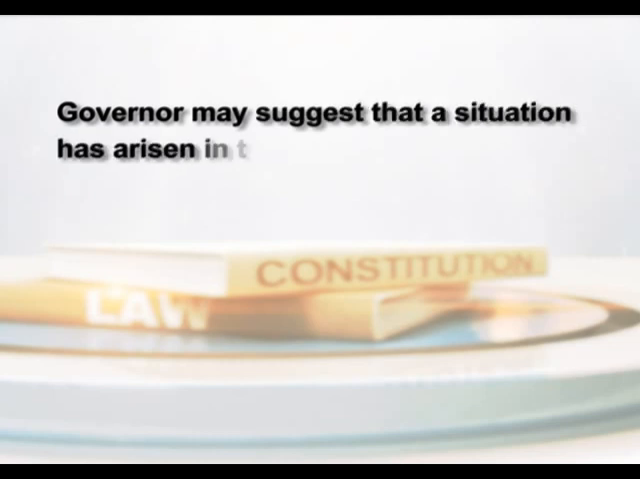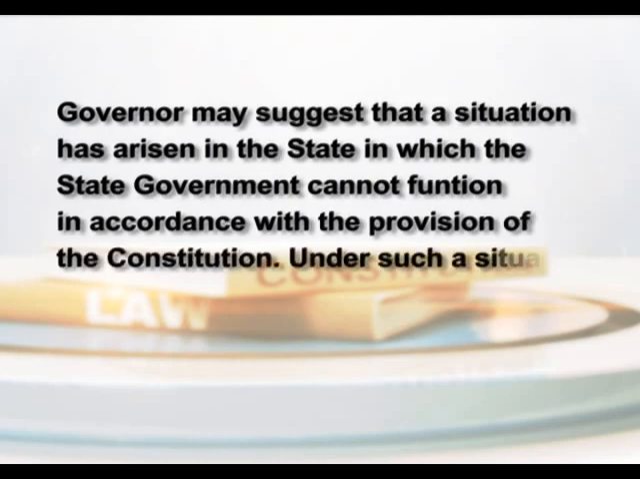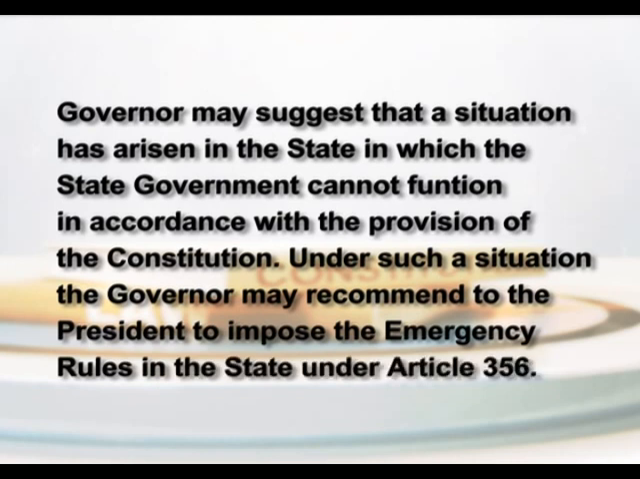According to this report, the governor may suggest that a situation has arisen in the state in which the administration of the state government cannot be carried on in accordance with the provisions of the Constitution. Under such a situation, the governor may request the President to impose emergency rule in the state under Article 356. And it is obvious that such a report will go against the existing ministry of the state legislature.